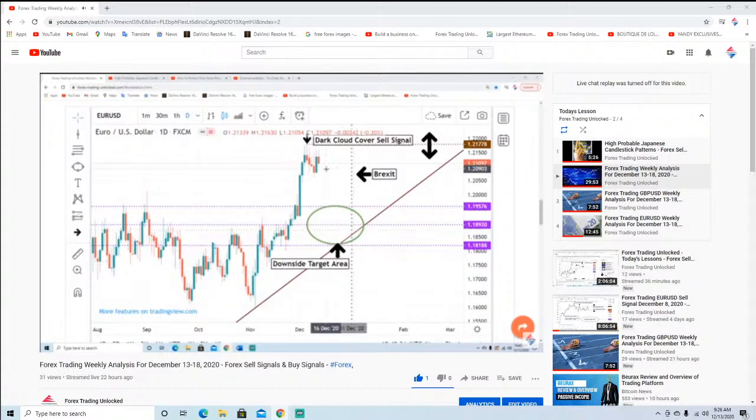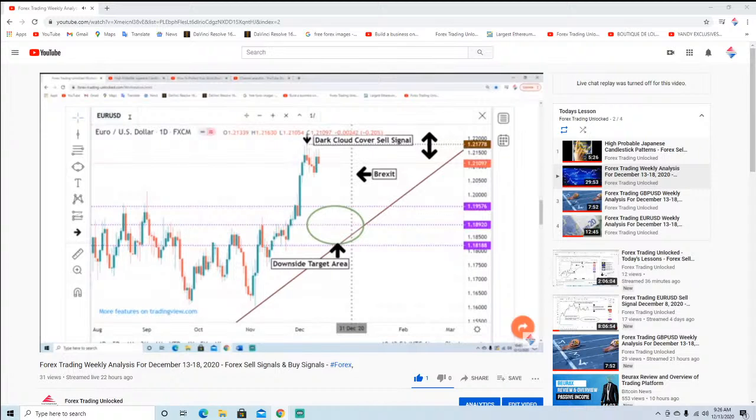One thing to remember between Brexit and the holidays: we have holiday markets coming up. This next week is our last full trading week of the year. After next week, we're going to have two holiday-shortened trading weeks globally. It's going to impact the dollar's move down to hit that $1.2045 target.